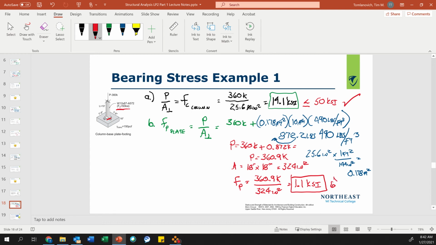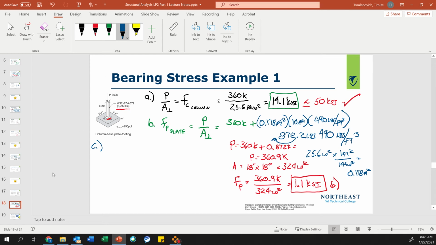So a little longer than I expected. So remember, we have to add the weight of the steel. Steel weighs 490 pounds per cubic foot. It's 10 feet long. We know the area is 0.178 square feet by converting it. Turn that back into kips. We add it to 360 kips. Divided by my plate area, I get 1.1 KSI. Okay, so that was the answer for B. All right, C, I'll come over here so I have enough room.